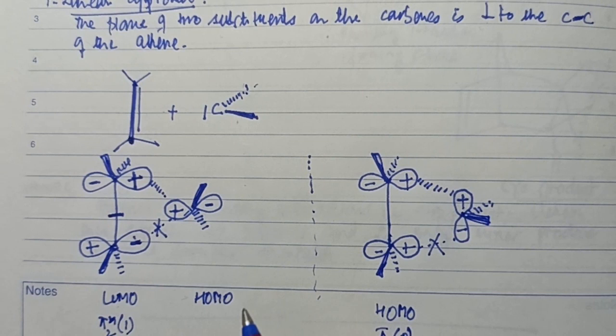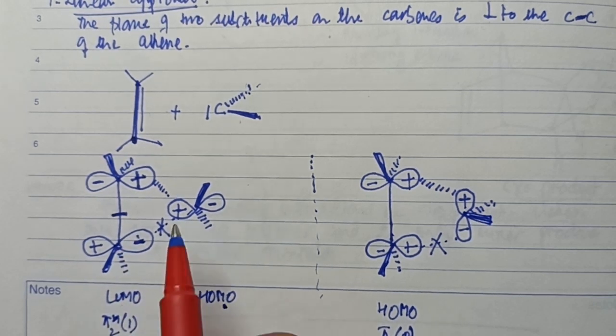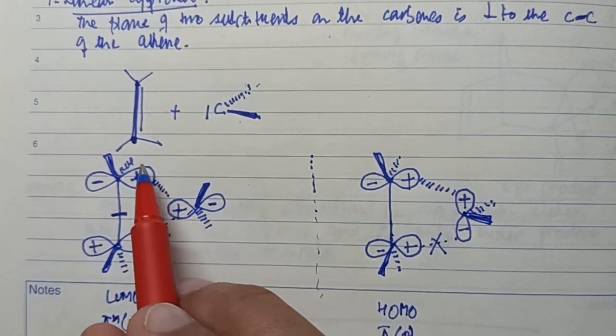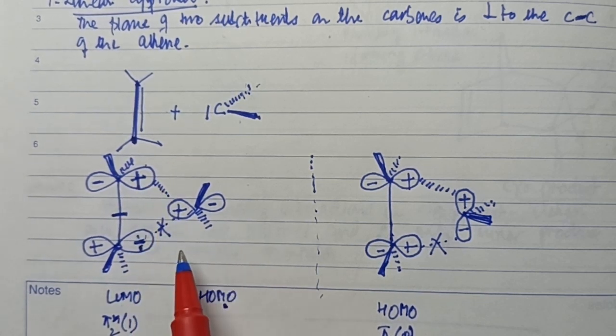Now here we have to remember that when we are drawing the HOMO for the carbene, the depiction has to be very clear: the P lobe of the carbene should be directly facing the P lobes of the alkene. This is the orientation one has to remember.